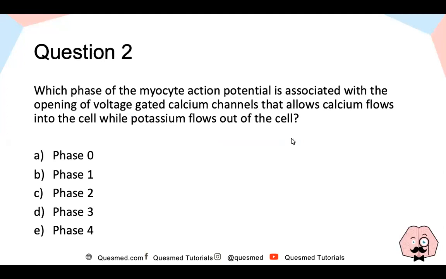Question 2, which phase of the myocyte action potential is associated with the opening of voltage-gated calcium channels, and that allows calcium to flow into the cell while potassium flows out of the cell? This allows calcium to flow into the cell while potassium flows out of the cell. Okay, so let's relaunch that poll. And if everyone can vote, so it's phase 0, phase 1, phase 2, phase 3, or phase 4.